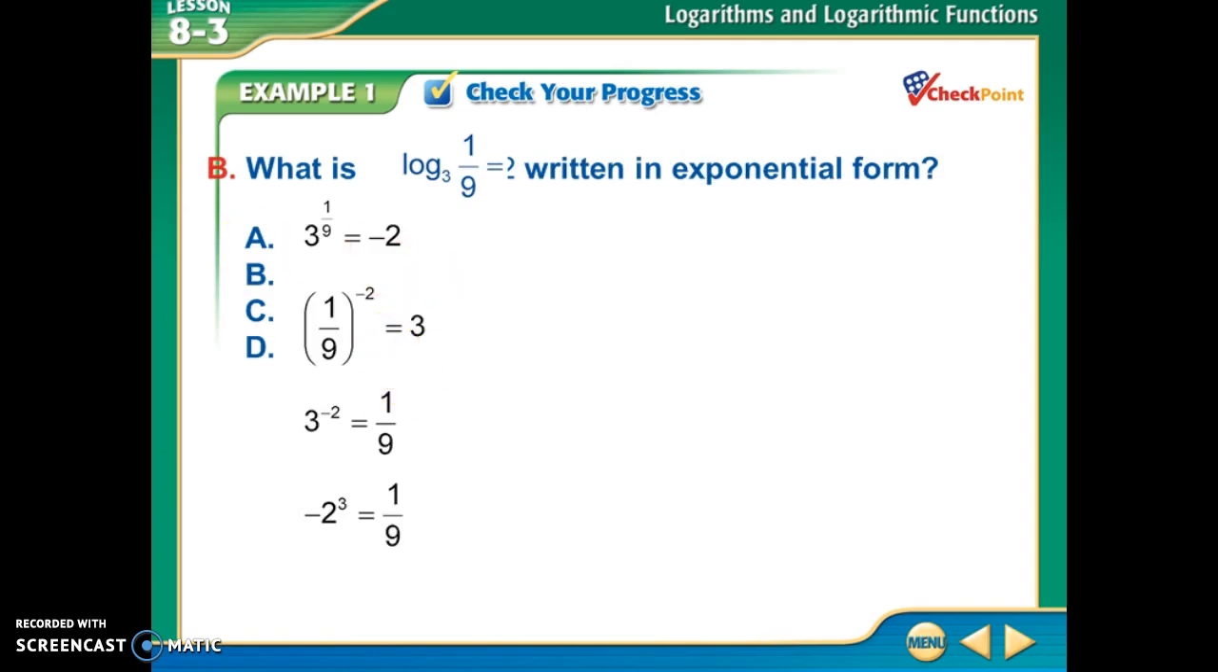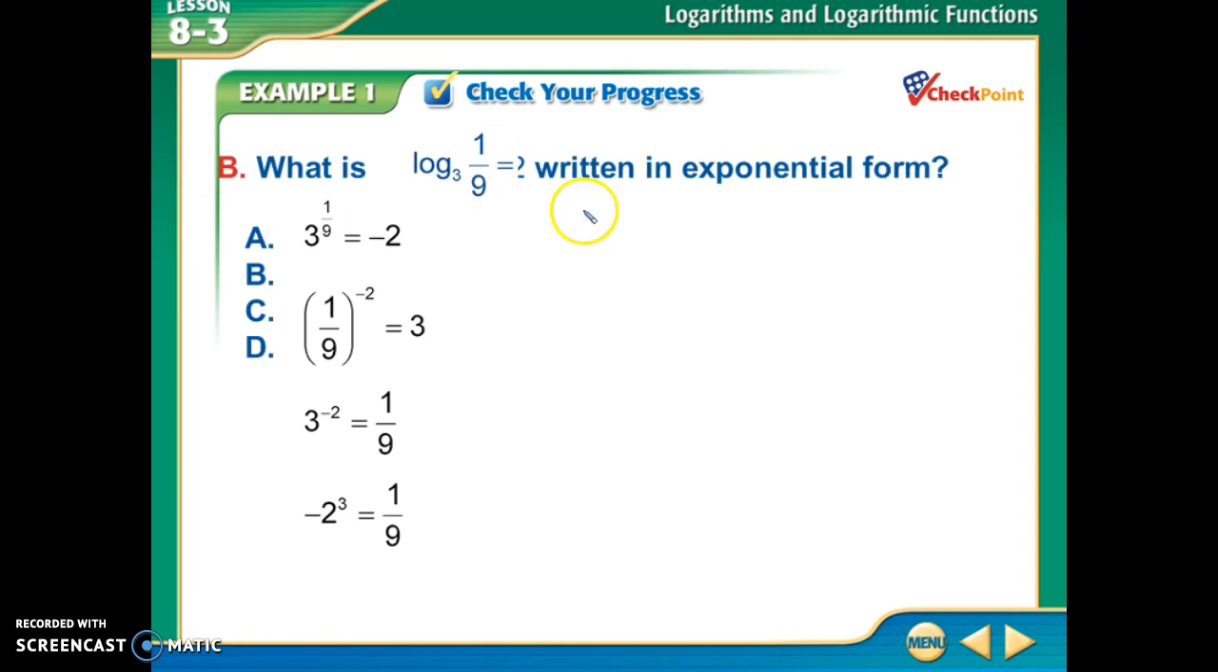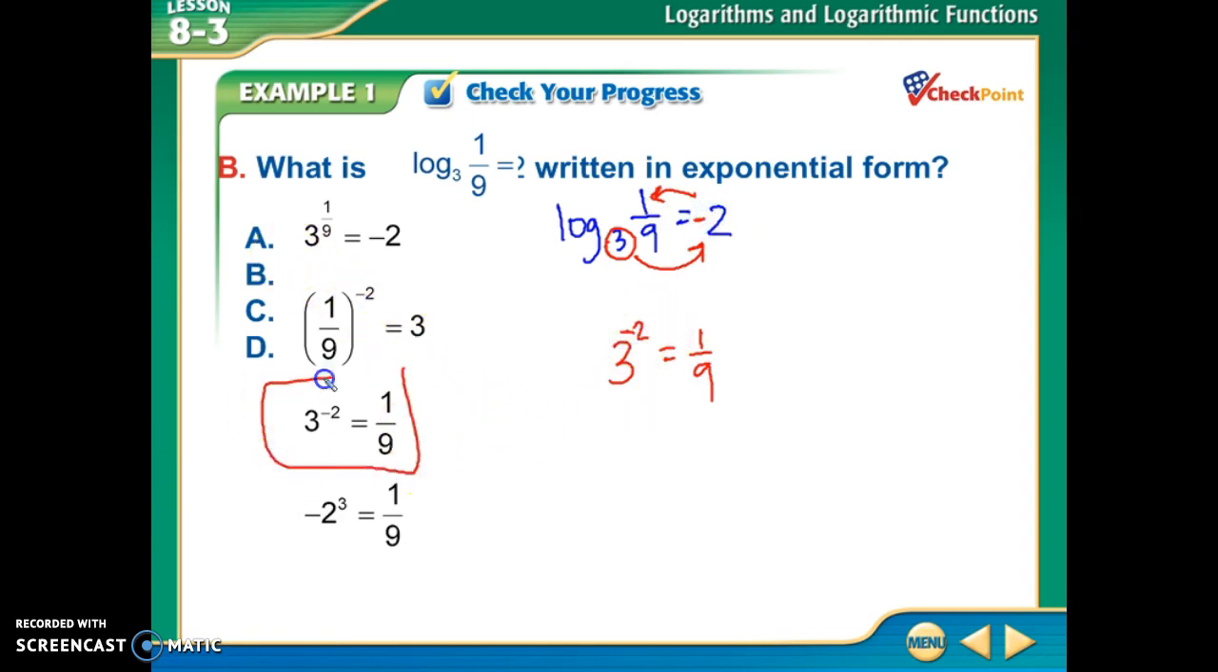Now I have log base 3 of 1/9 equals 2. So I'm going to start with my base. I have 3, go around the world to the second power, and back equals 1/9. And I think that's supposed to be a negative 2. I just can't see it. So then 3 to the negative 2 equals 1/9.